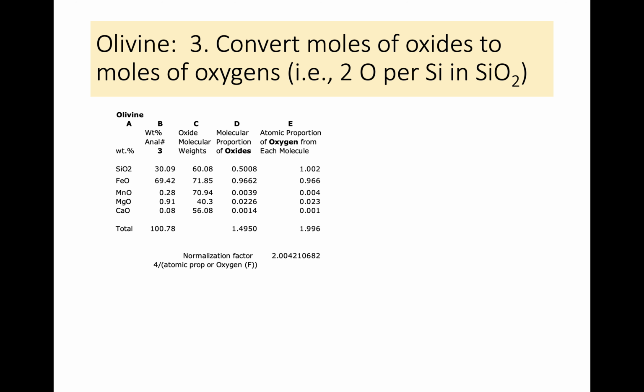Next, what we're going to do is convert the moles of oxides to moles of oxygens. For example, most of these are 1-to-1 cation to oxygen, but silica is 1-to-2, and therefore we have 2 oxygens per silica, and we convert 0.5008 to 1.002. Now we sum those up, and it turns out the total is 1.996 oxygens per formula unit.